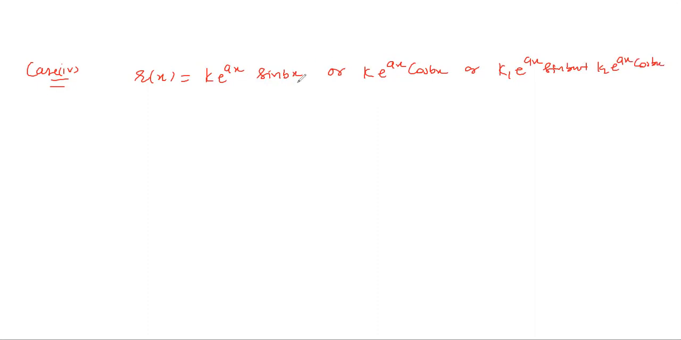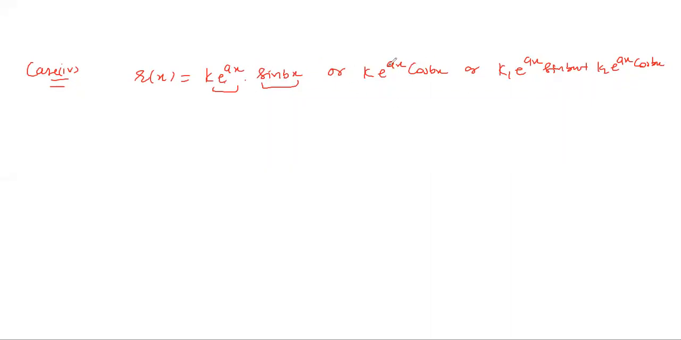So case fourth is Rx is k times e raised to power ax sine bx, or k times e raised to power ax cos bx, or k1 times e raised to power ax sine bx plus k2 times e raised to power ax cos bx. So you see what is the difference in this kind of Rx. The first was only exponential, the second case was only trigonometric, the third was polynomial, while the fourth case of Rx we are taking is the product of two different functions, right? One is exponential, one is sine. It's a product which I have assumed, e raised to power ax into sine bx.